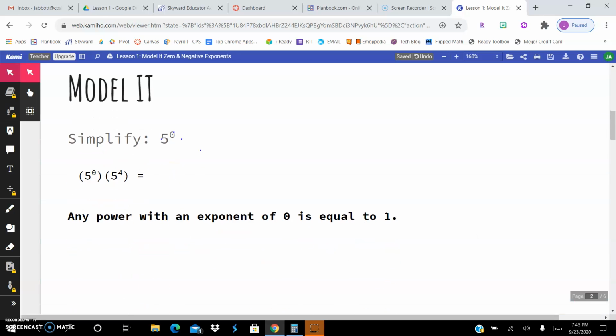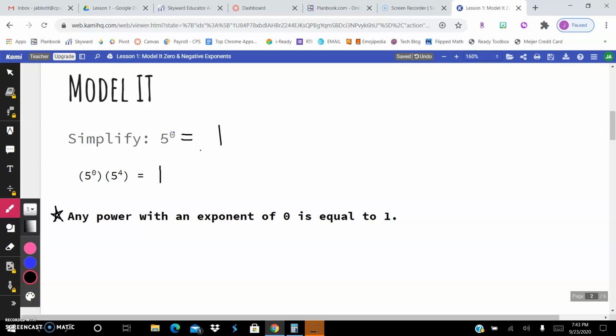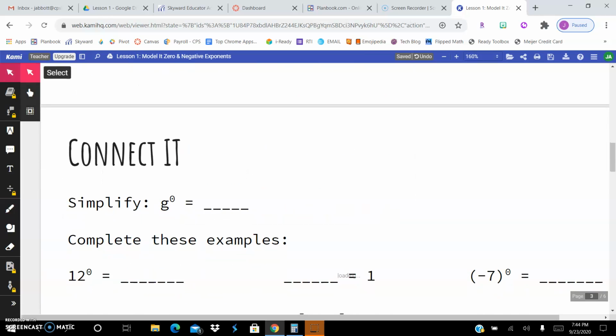So simplify 5 to the 0 power. So there's a rule that says any power with an exponent of 0 is equal to 1, and that is right here. So anytime our exponent is 0, our answer is 1. Okay, so if we move down here, we have 5 to the 0 power times 5 to the 4th power. Well, that 5 to the 0 power is really a 1, and then we have to times that by 5 to the 4th power. Well, anything times 1 is itself, so this answer would be 5 to the 4th power.